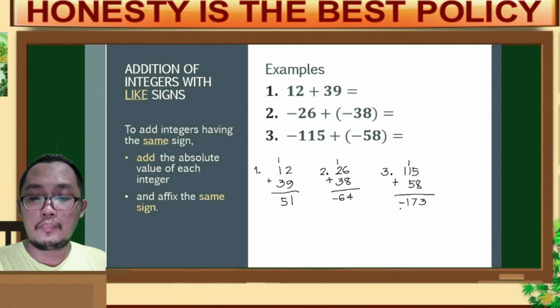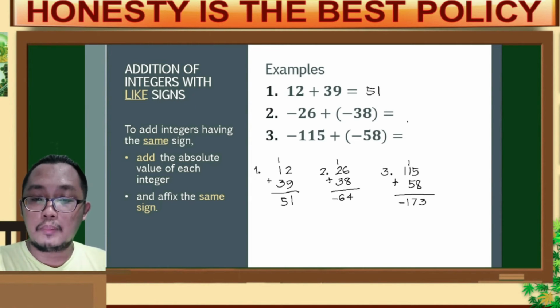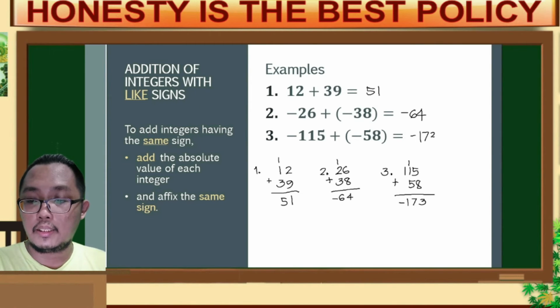So again, for our answers, in number 1, we have 51. For number 2, we have negative 64. While for number 3, we have negative 173.